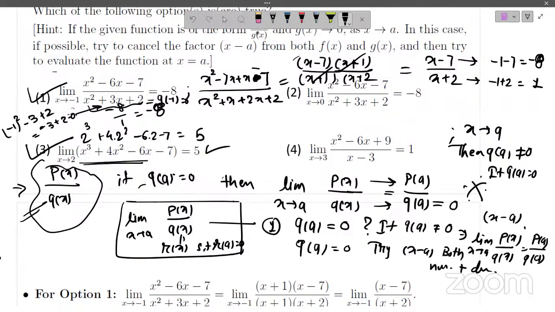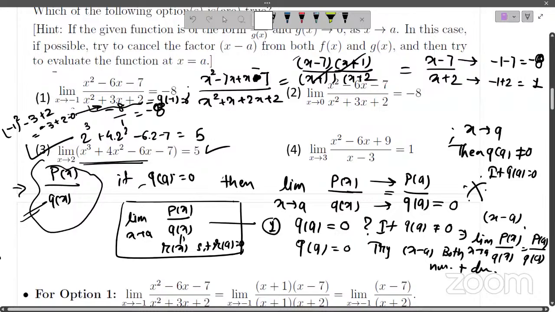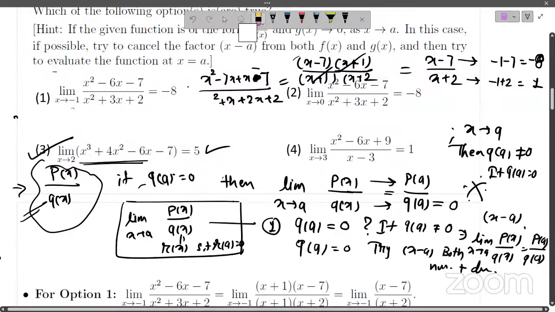Okay. So this is a basic rule for finding the limit of any rational function. Any doubt in this?